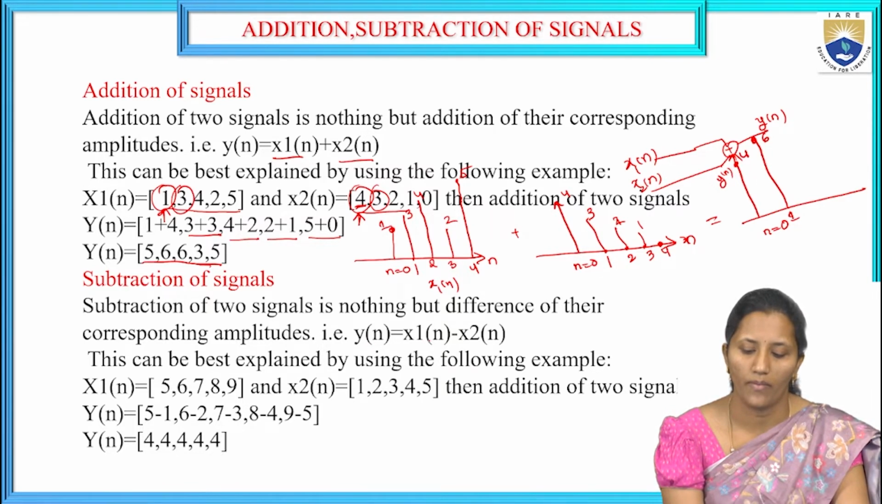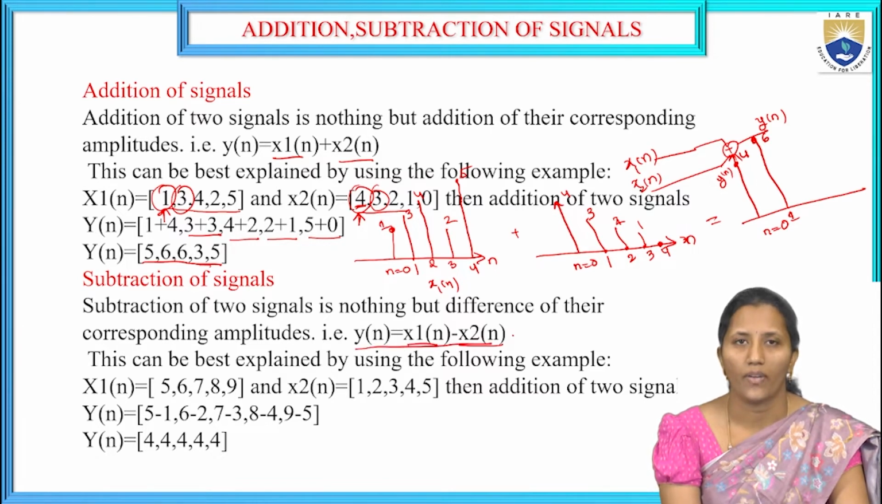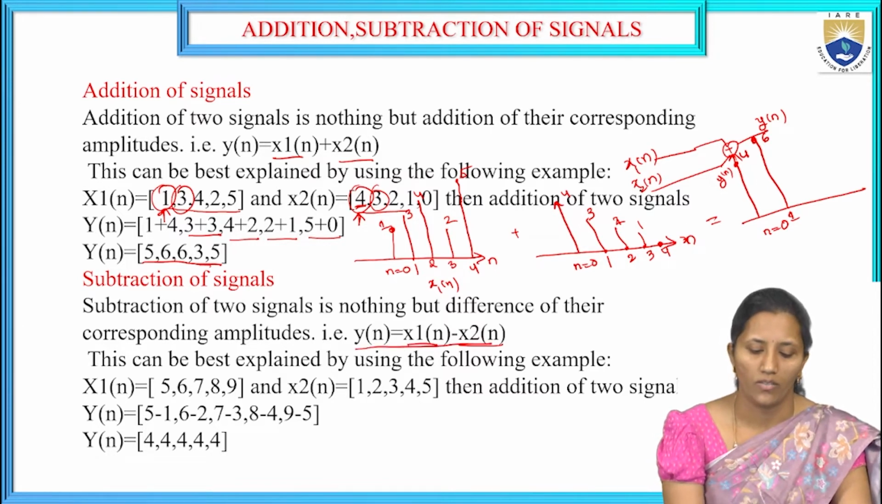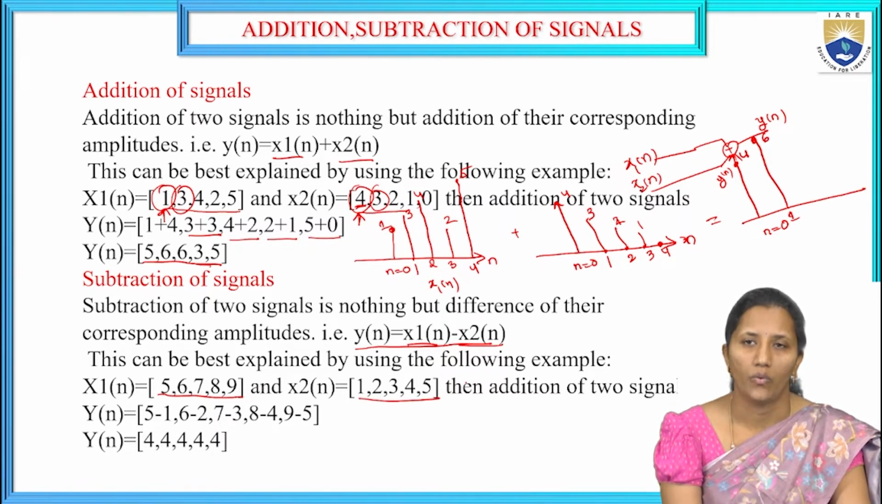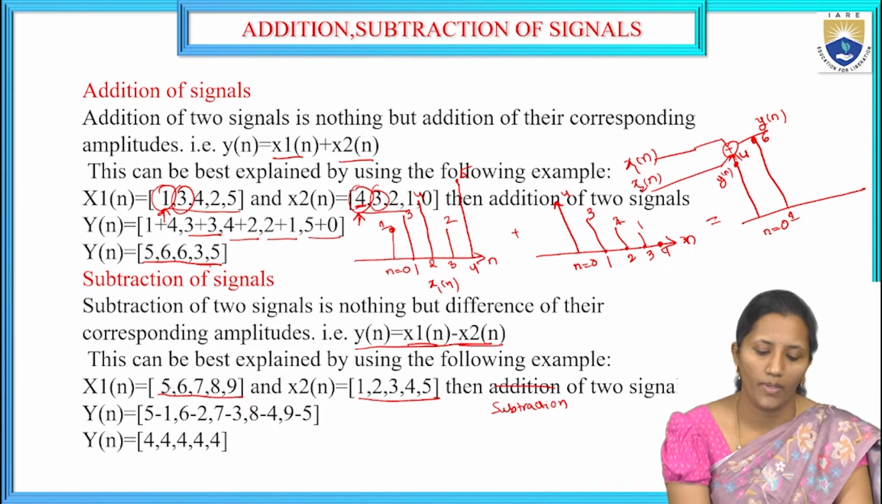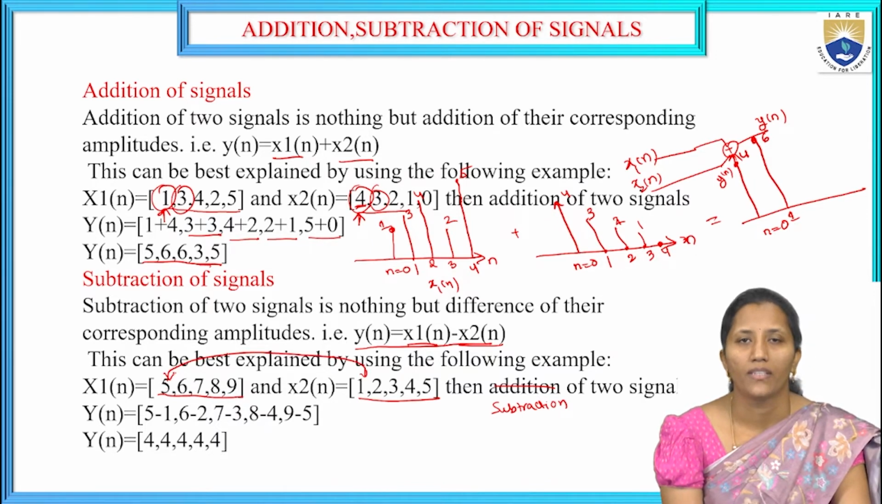So, if we want to take the subtraction of two signals, x1 of n, x2 of n, this is denoted by y of n is equal to x1 of n minus x2 of n. So, here x1 of n, I am taking as sample values 5, 6, 7, 8, 9. For x2 of n, the values are 1, 2, 3, 4, 5. So, here the subtraction of two signals will be the subtraction of corresponding magnitudes of the sample numbers.